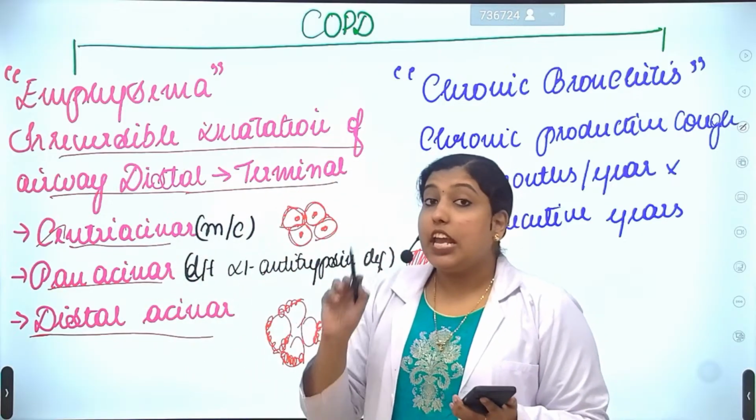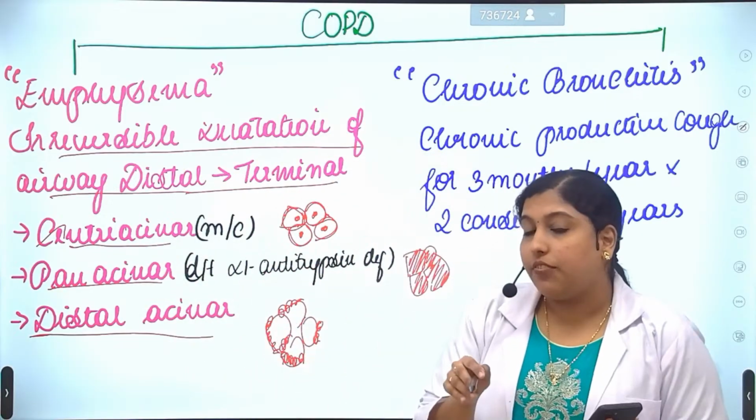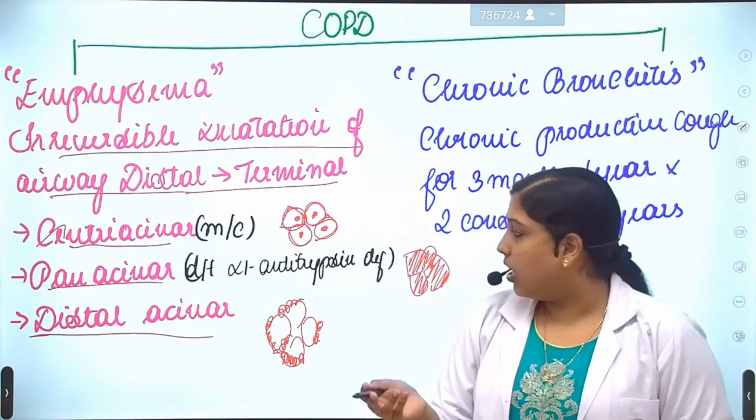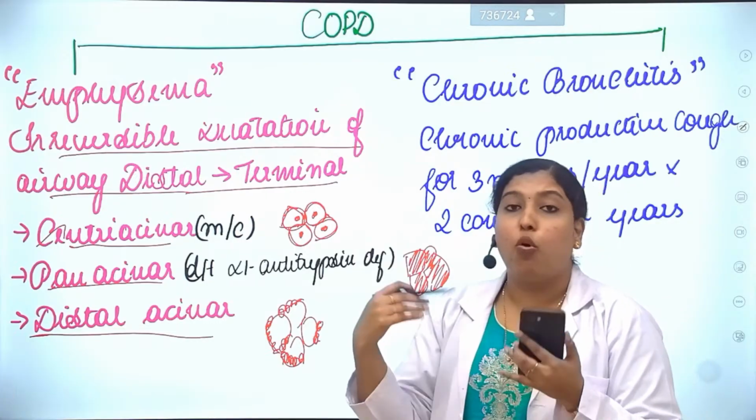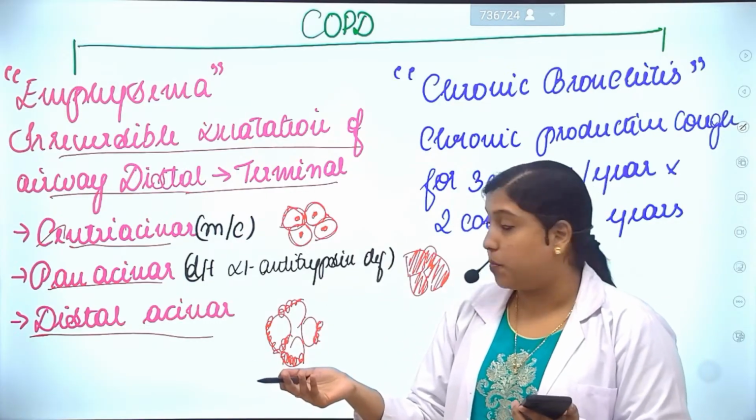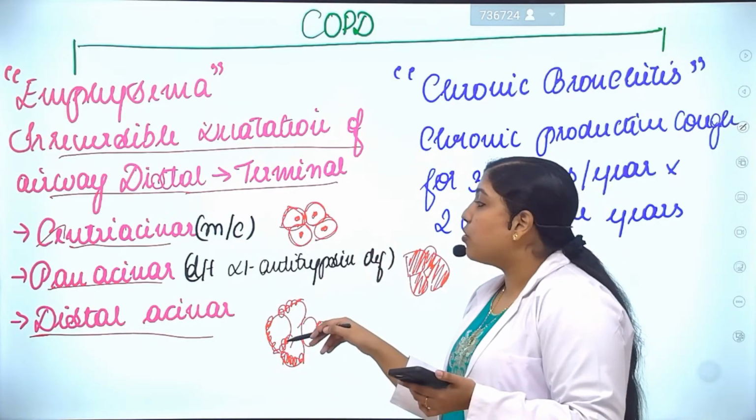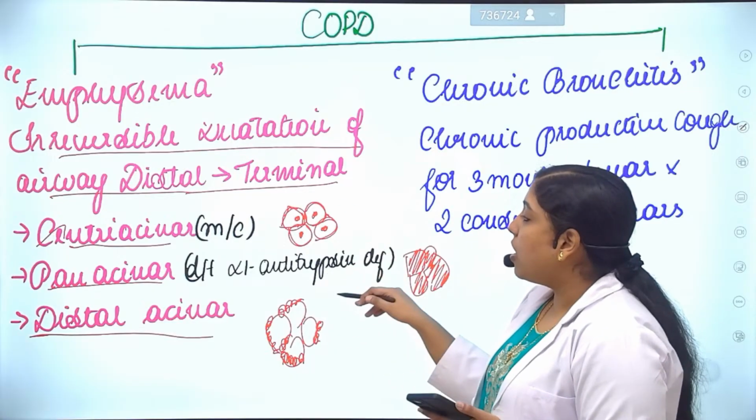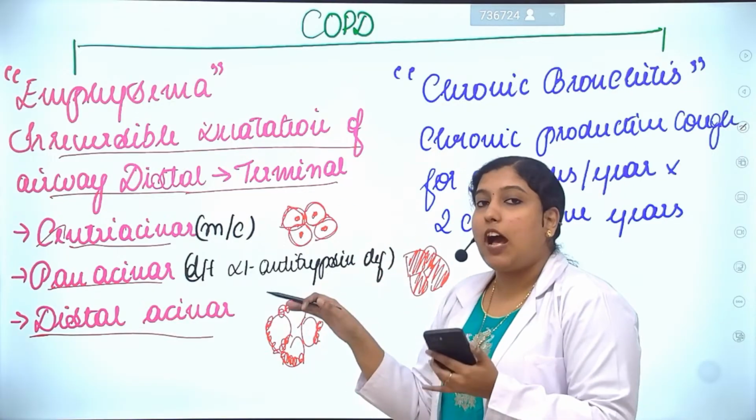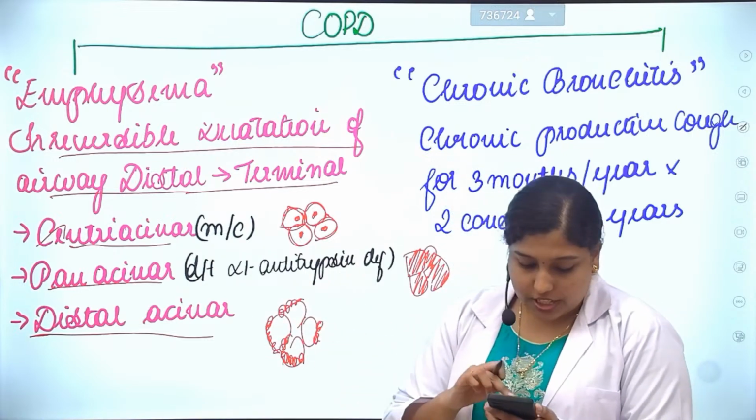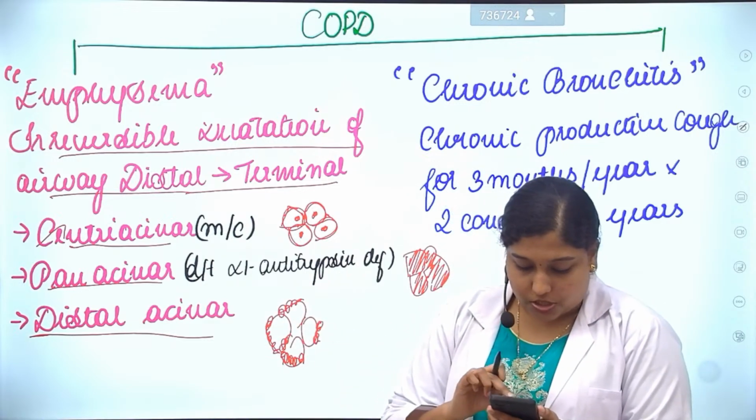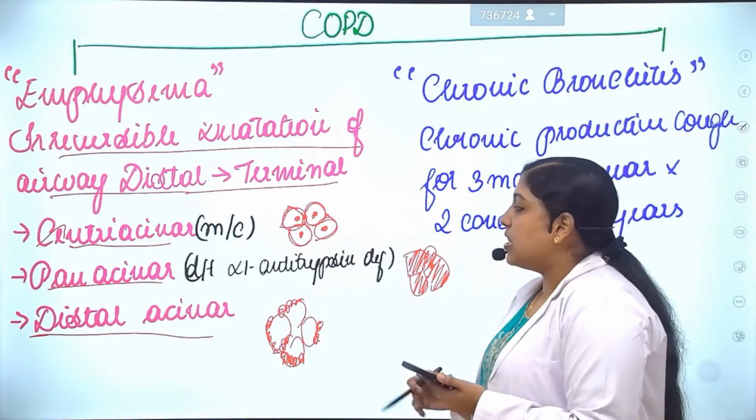And if they are asking an MCQ specifically about alpha-1 antitrypsin, it will be a generalized question. When they are making the question paper tougher, they will ask this kind of question. So you have to say panacinar is the one most commonly caused by alpha-1 antitrypsin deficiency, which is a genetic codominant kind of condition.